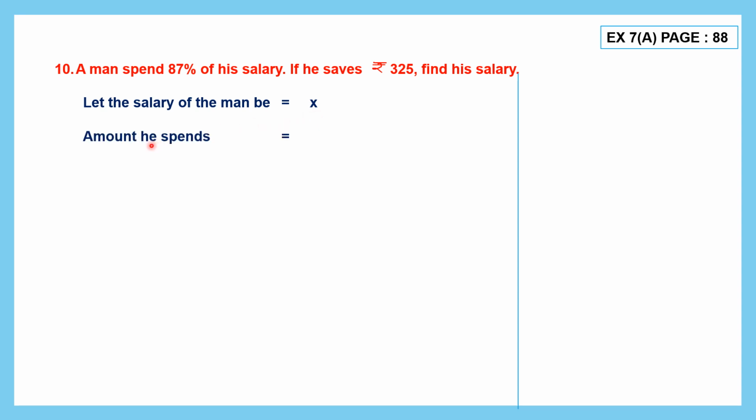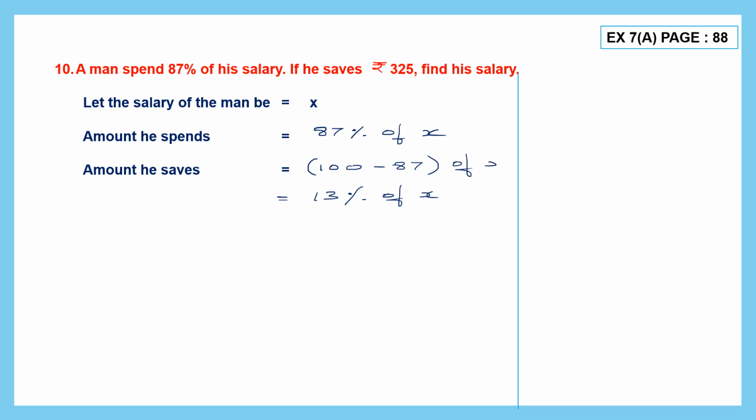Now we have been given that the amount he spends is 87% of X. This is how much he spends. Now how much does he save? It will be the remaining of this, isn't it? 87% he spends. That means 100 minus 87 will tell us how much he saves. That is 100 minus 87%. We have taken 100%, so 100 minus 87 is 13. So this is the amount he saves, 13% of X. So here also we can say of X he saves so much.